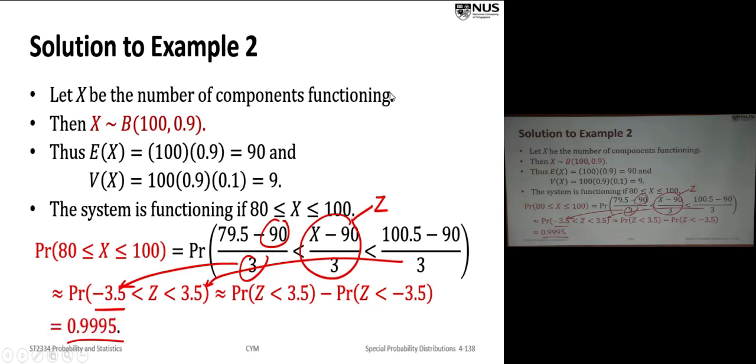What I am saying is that we only have 80 components. X is the number of components working, following binomial 80 with probability 0.9. The system works only if all the components work, so that means 0.9 raised to the power 80. You make sure that everyone works. So this is the probability.